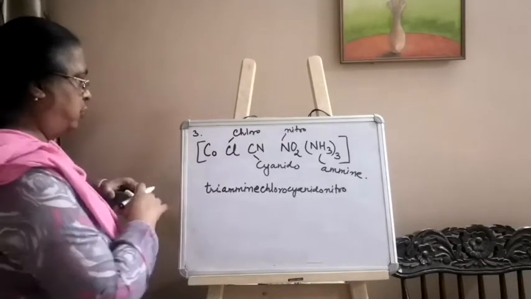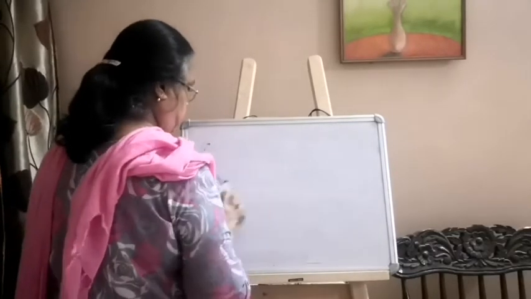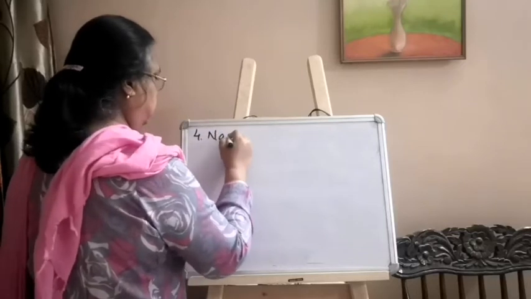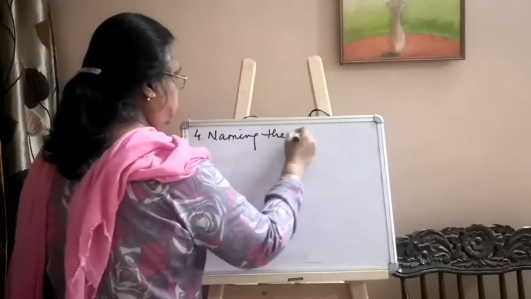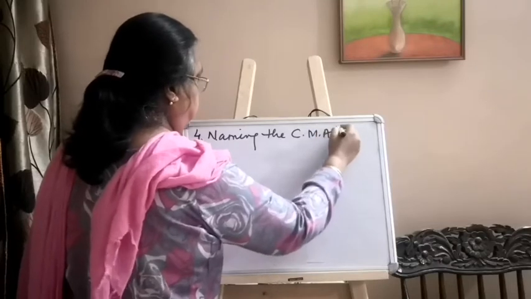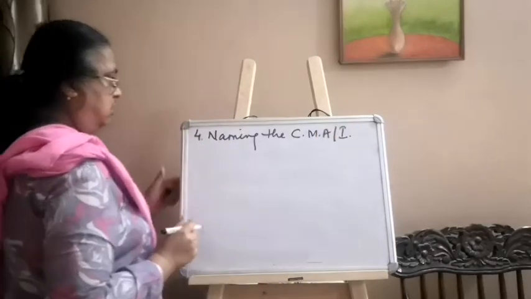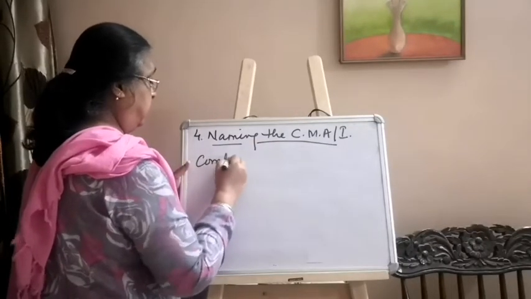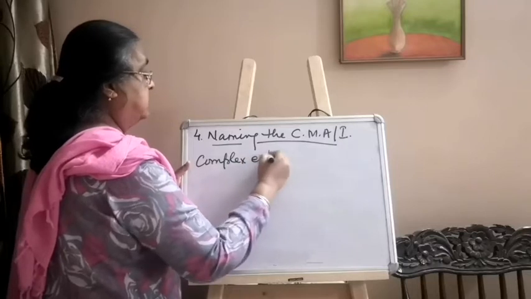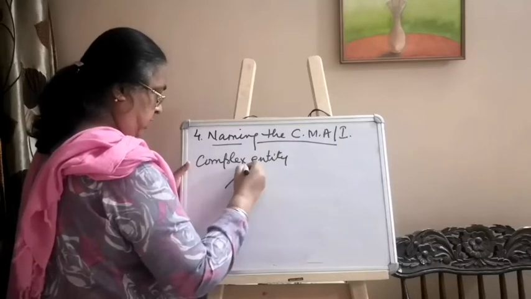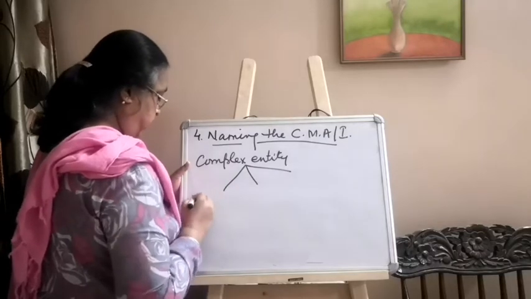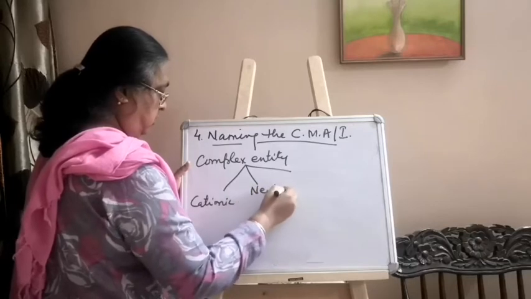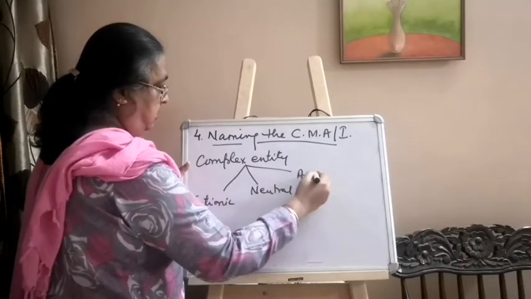Okay. Now the fourth thing: naming the central metal atom or ion. For this you will have to see the complex entity. The complex entity is of three types. First, if it is cationic, or it is neutral, or it is anionic.